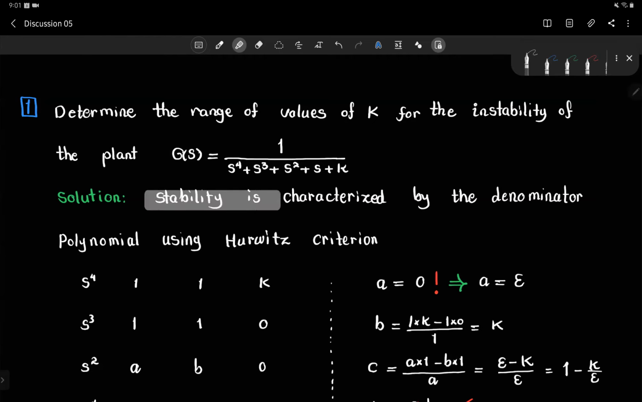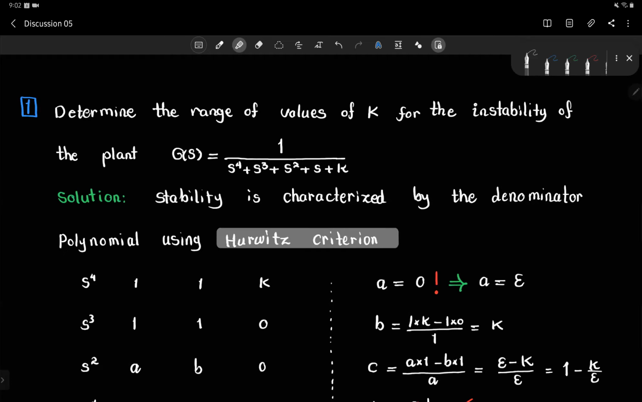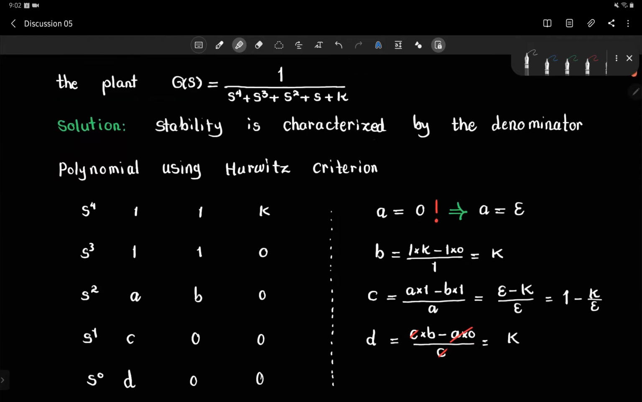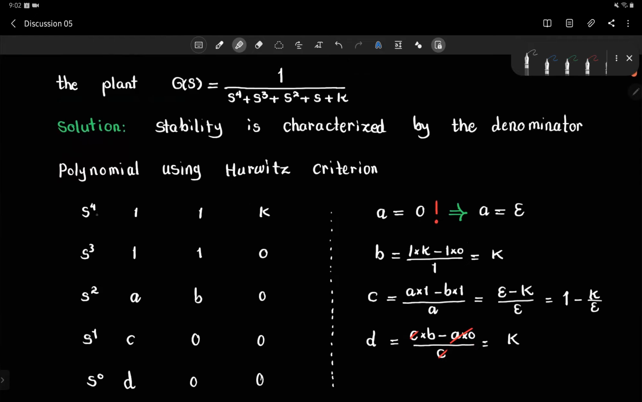Recall that the stability is characterized by the denominator polynomial, and we use the Hurwitz criterion to judge whether or not the polynomial is stable or unstable. So we construct Routh-Hurwitz as usual. We list the powers of S in the first column, and then we list the coefficients as we go on.